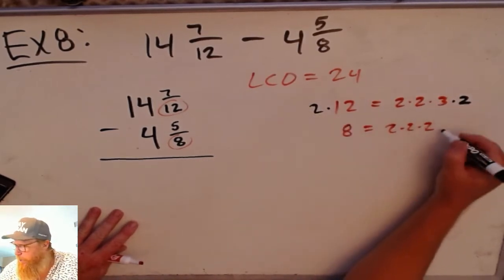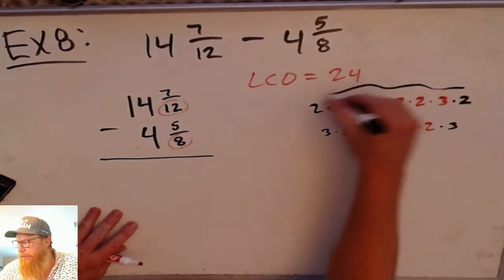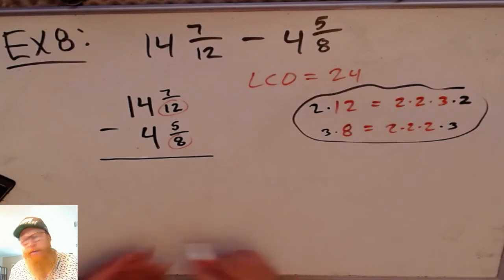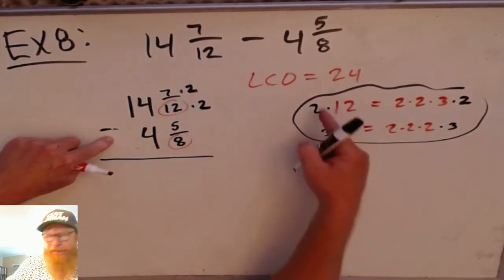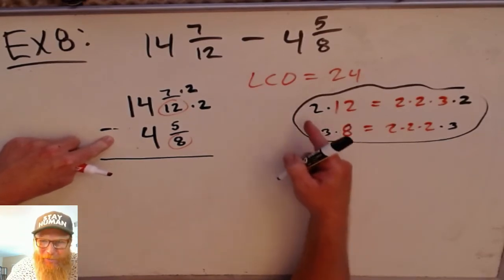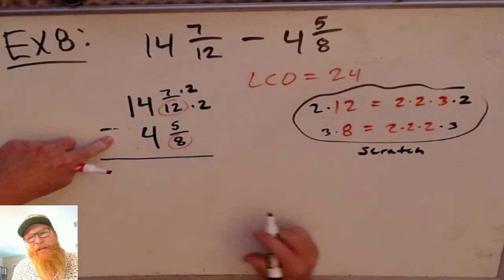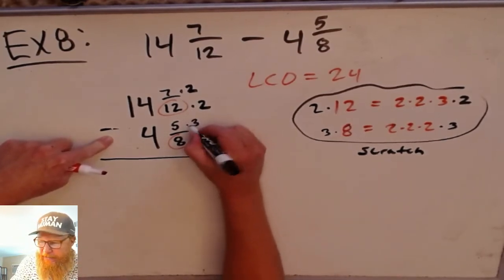And now this one wants to have a 3, because they both want to have one 3. And now you can clearly see that this is 24. All right, so then over here, I'm going to multiply this one by 2. That's the nice thing about doing the scratch work, as it sort of tells you what you need. And then the 8 needs a 3.